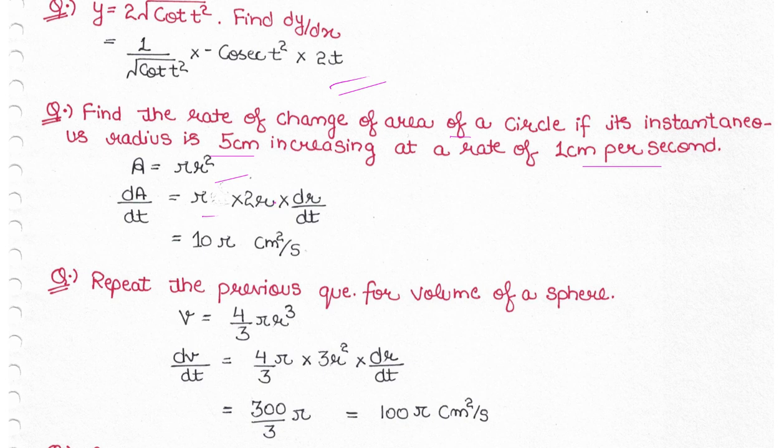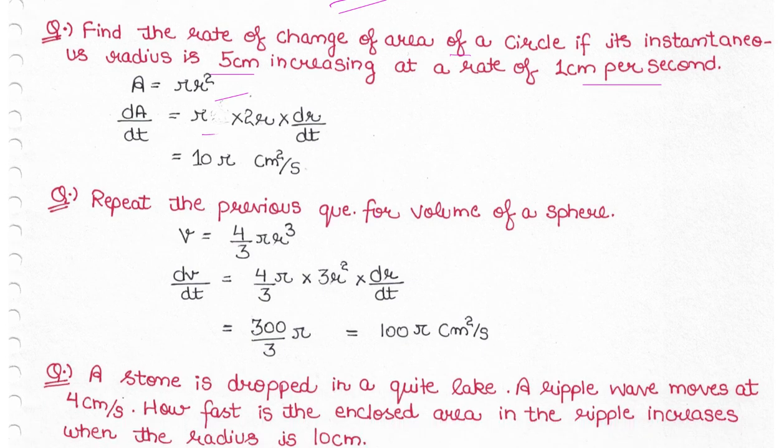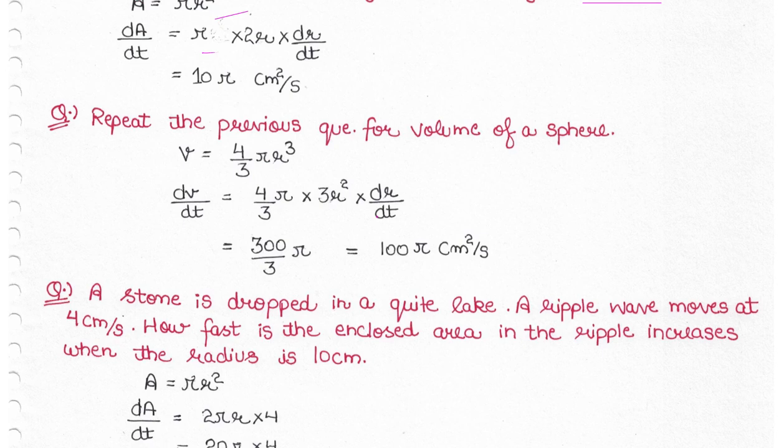So here 10 pi cm square per second, if we put the value of r. Sorry, this thing is pi. Okay, sorry. Now repeat the previous question for volume of a sphere.